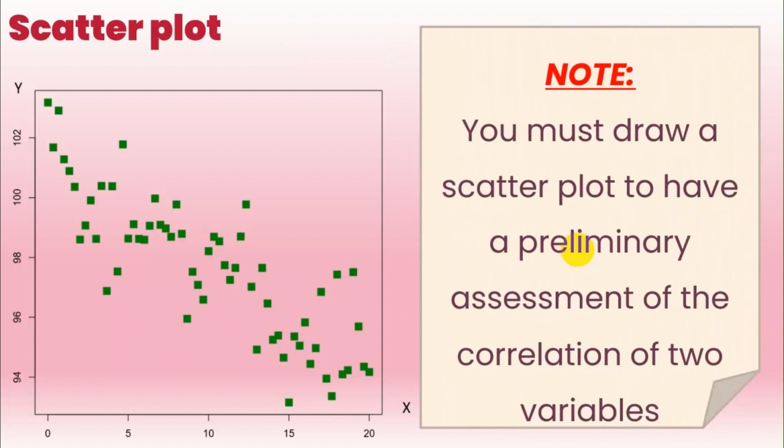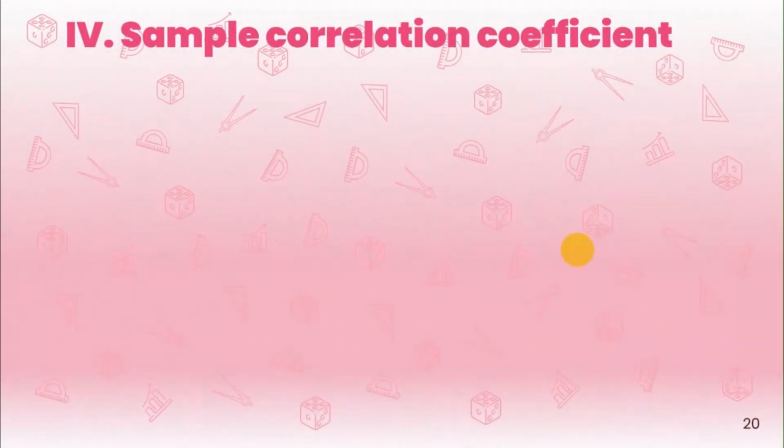Finally, of this part, I will have a note for you. Remember, you must draw a scatter plot to have a reliable assessment of the correlation of two variables. That's all. And next is part 4, sample correlation coefficient.